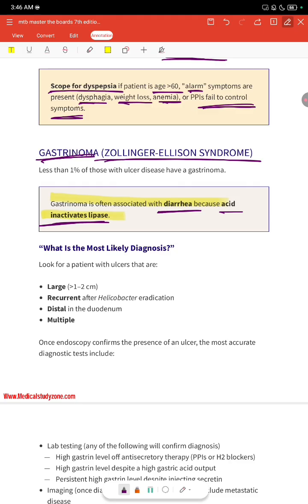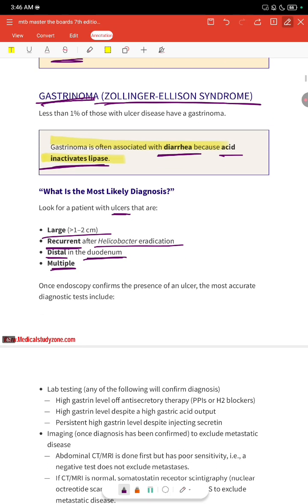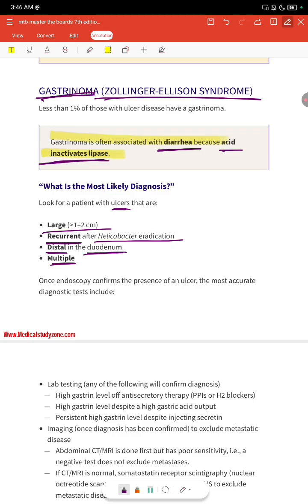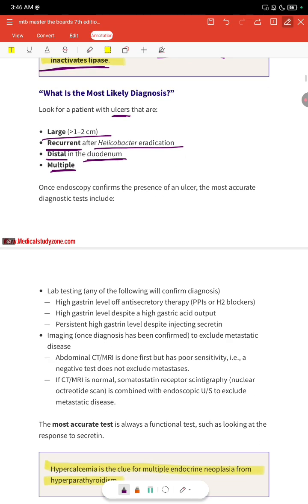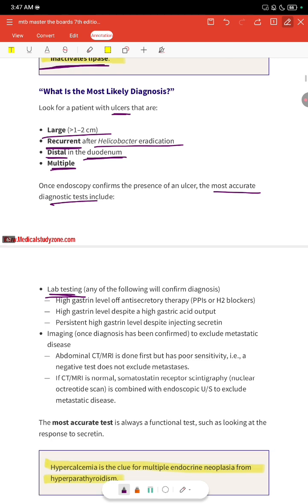What is the most likely diagnosis? Look for a patient with ulcers that are large, more than 1 to 2 cm, recurrent after Helicobacter eradication, distal in the duodenum, multiple. Once endoscopy confirms the presence of an ulcer, the most accurate diagnostic tests include lab testing. Any of the following will confirm the diagnosis.